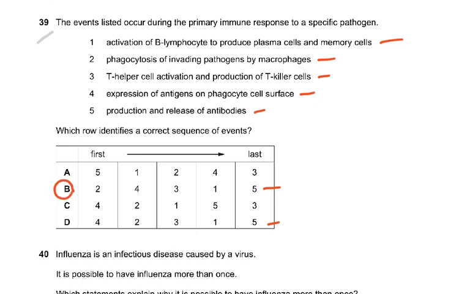The answer is B. Why is the answer B? Because you see, 2 is phagocytosis, so this is the first one: phagocytosis of invading pathogens by macrophages. Then 4: expression of antigen on the phagocytic cell surface. It becomes an antigen presenting cell. Then 3: T helper cell activation and production of T killer cells. Then 1: activation of B lymphocyte to produce plasma and memory cells. And then production and release of antibodies. So I knew that 5 should have come right at the end. Production and release of antibodies is the last thing in the immune response.